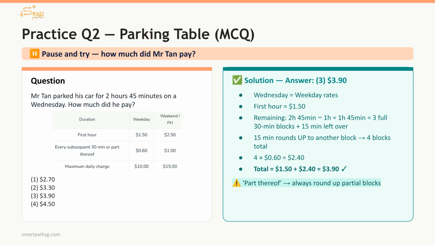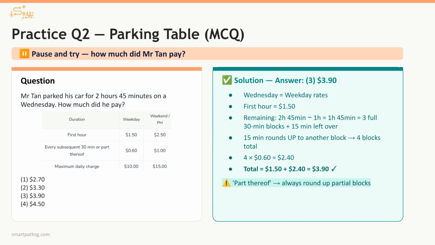In this case, Mr. Tan pays $1.50 for the first hour, and the remaining 1 hour 45 minutes should count as 4 30-minute chunks, therefore costs $2.40. Finally, add these 2 components together and get total parking fee of $3.90.